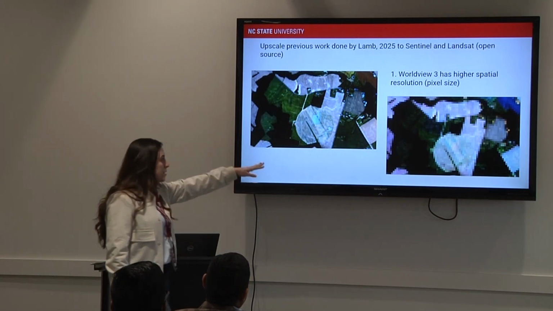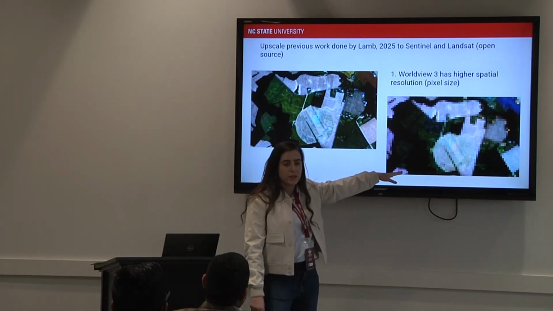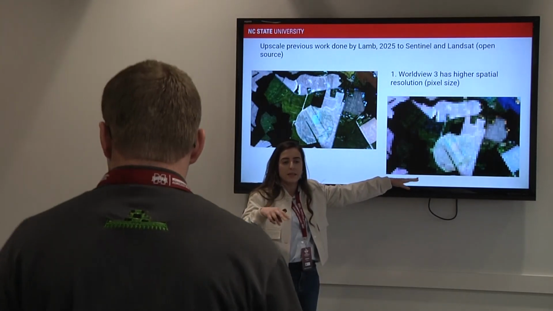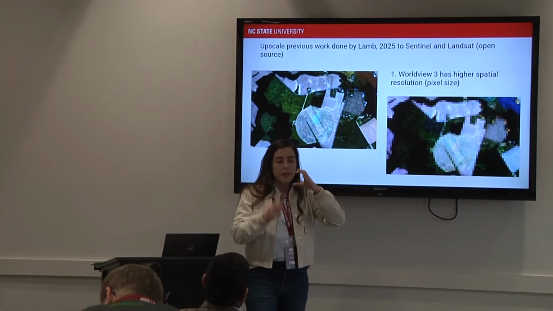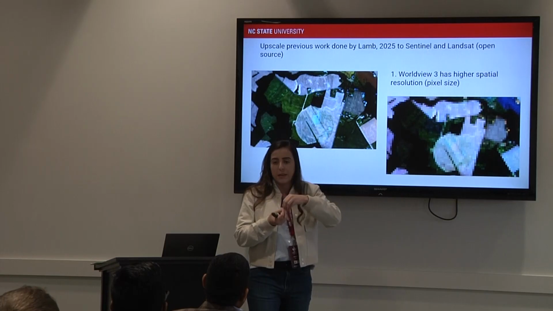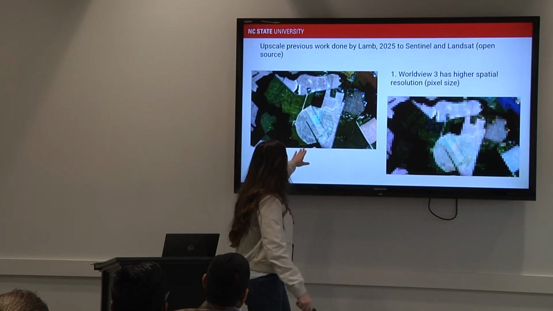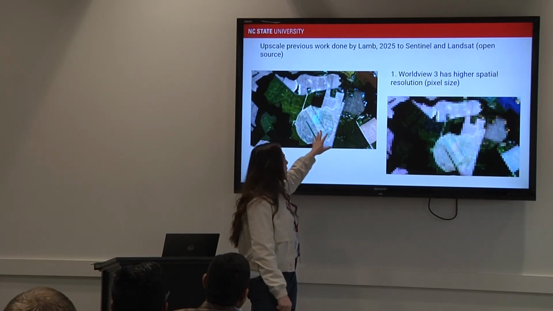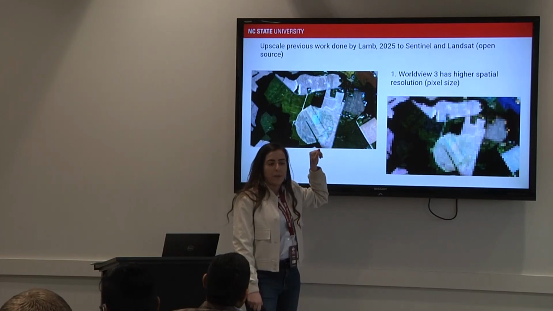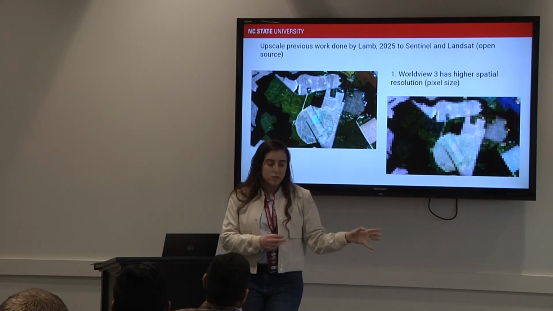So this is a Landsat and Sentinel. We use HLS, which means that it is harmonized, so that the pixels are aligned with each other from Landsat and Sentinel. And this is a WorldView 3 image, so it's more detailed. You can see better, right? So his predictions were my ground truth.